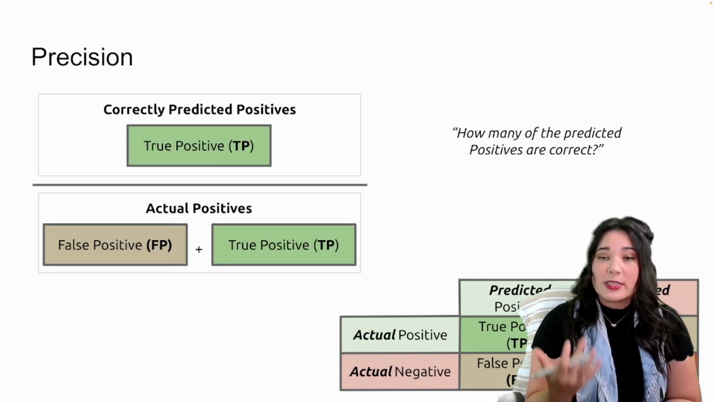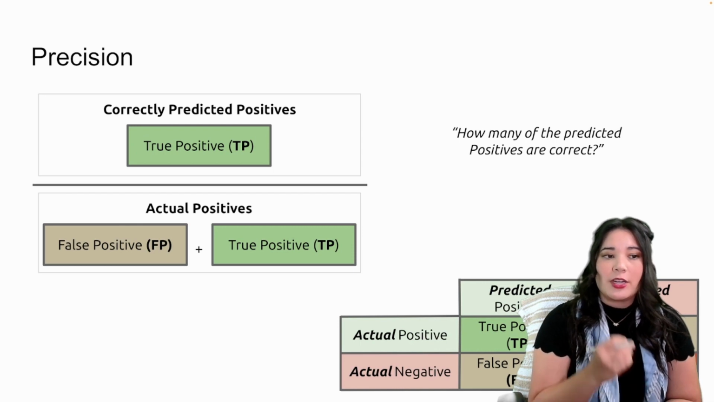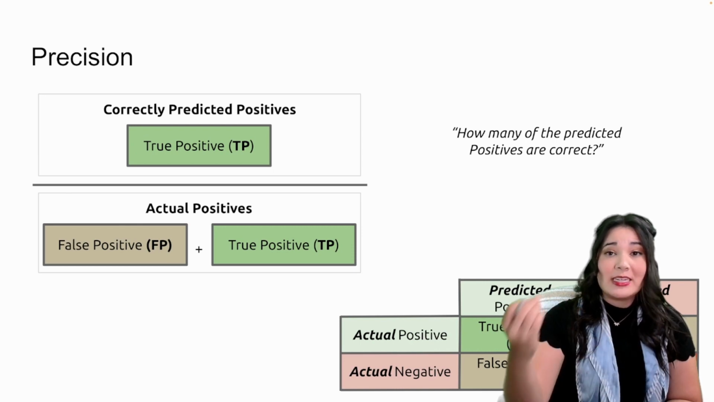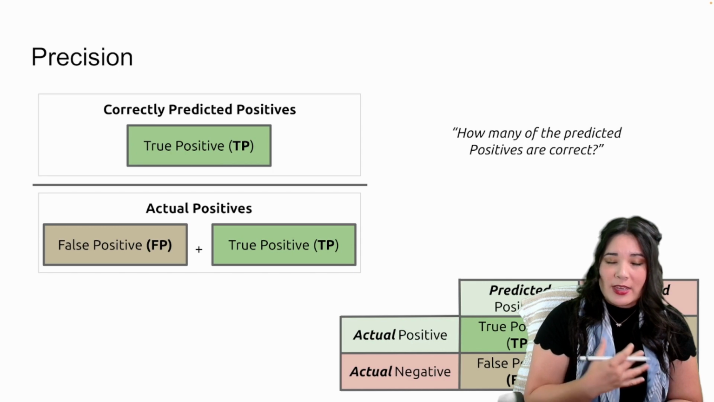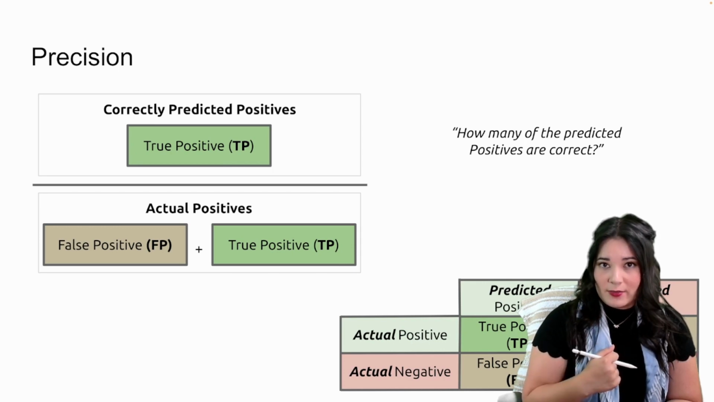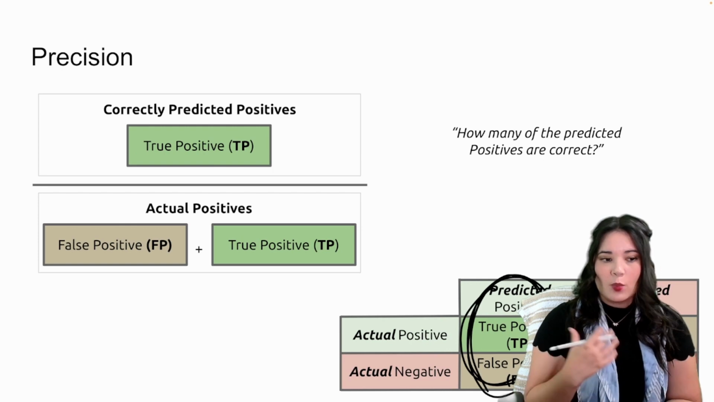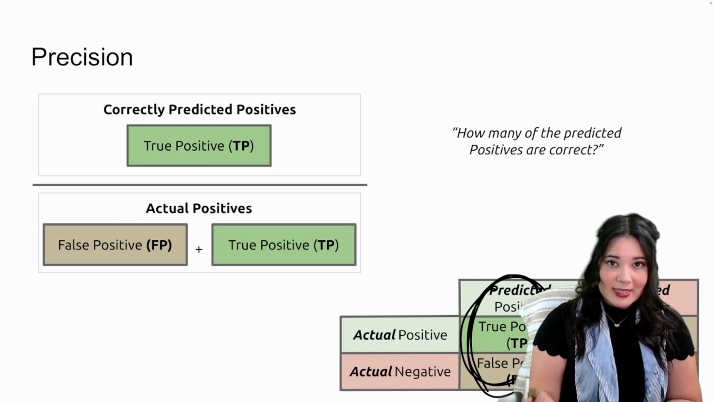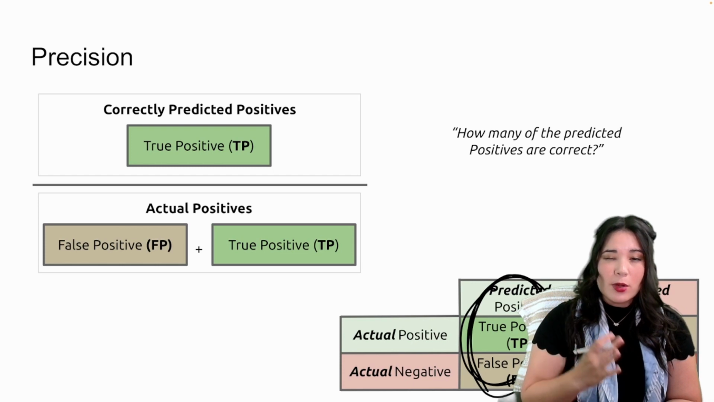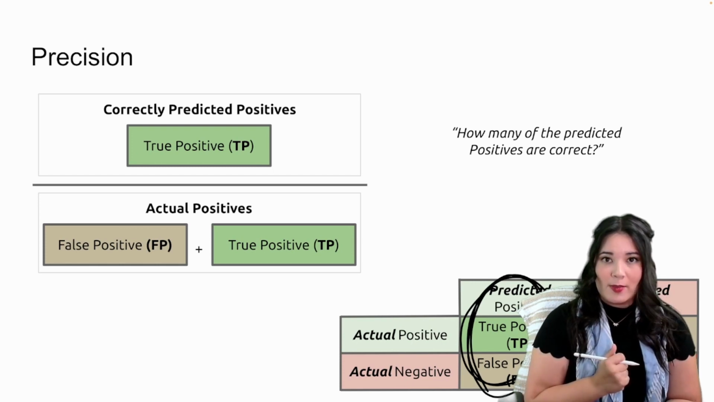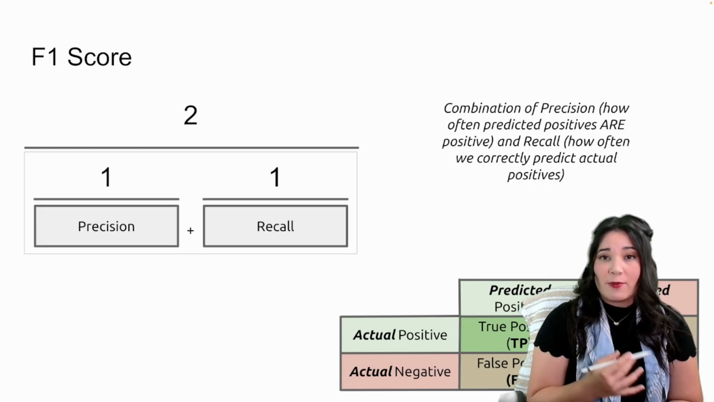Next, we have precision. This answers the question of all the cases where we predicted positive, how many of them were actually positive? This only looks at the left-hand column of our confusion matrix. We want to make sure that when our model says something is a positive, that most of the time it is actually a positive. And next we have an F1 score.